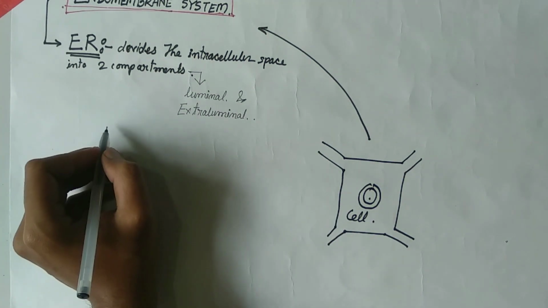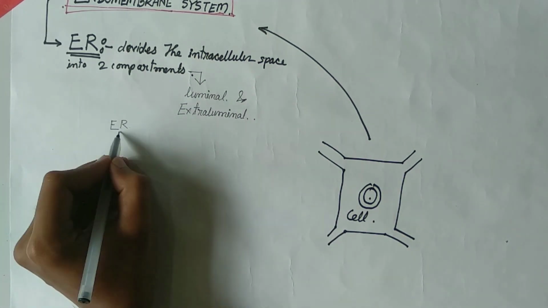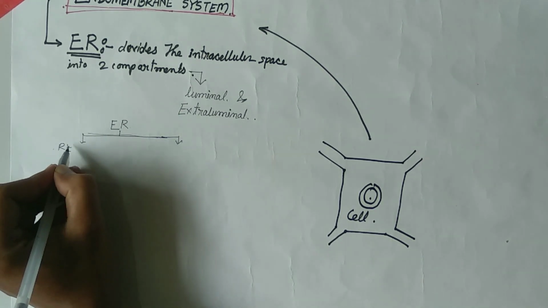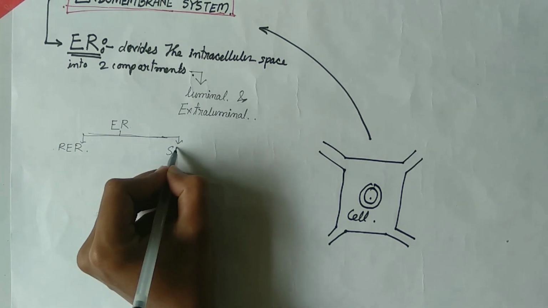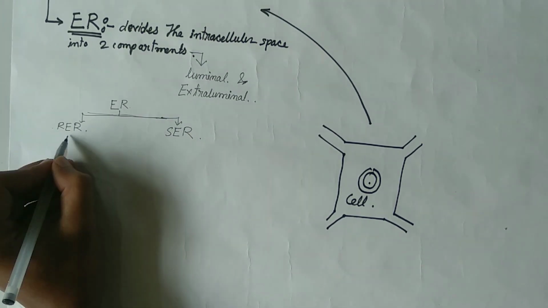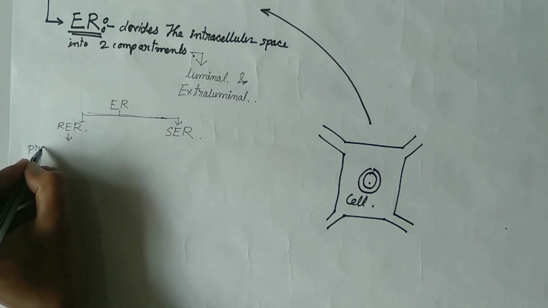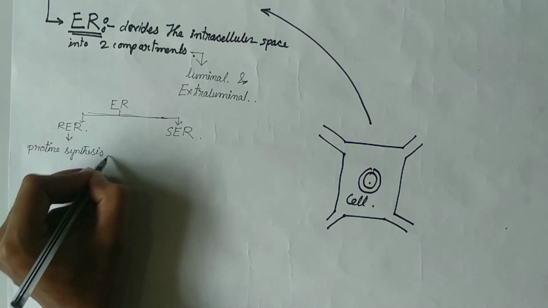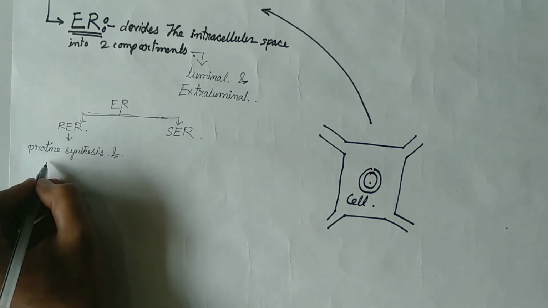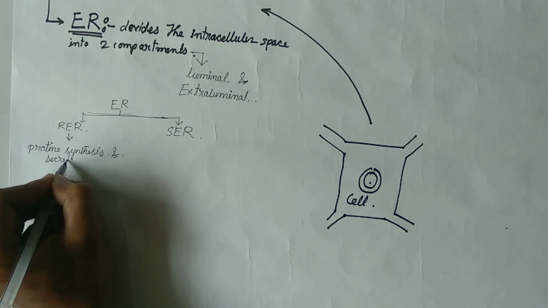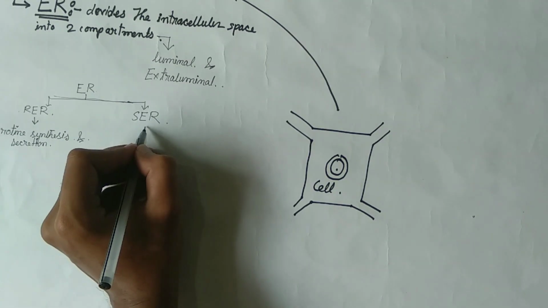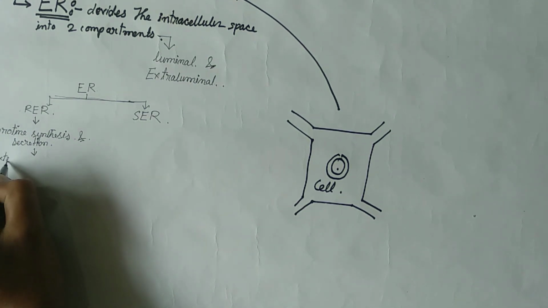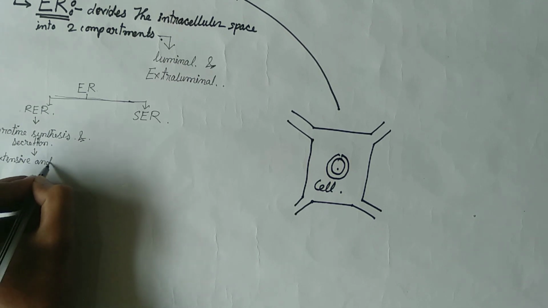On the basis of presence or absence of ribosomes, we can classify the endoplasmic reticulum as the rough endoplasmic reticulum and the smooth endoplasmic reticulum. The RER is frequently observed in cells actively involved in protein synthesis and secretion. The RER is extensive and continuous with the outer membrane of the nucleus.